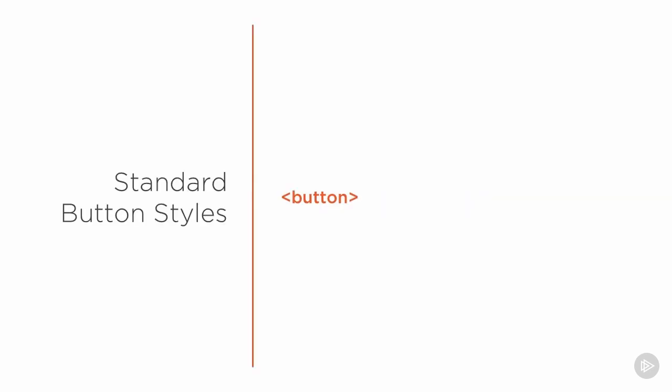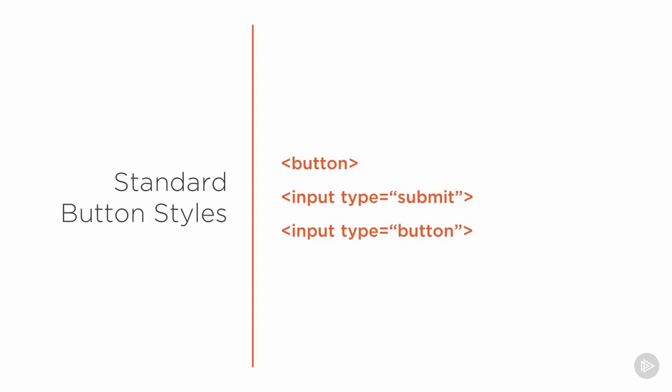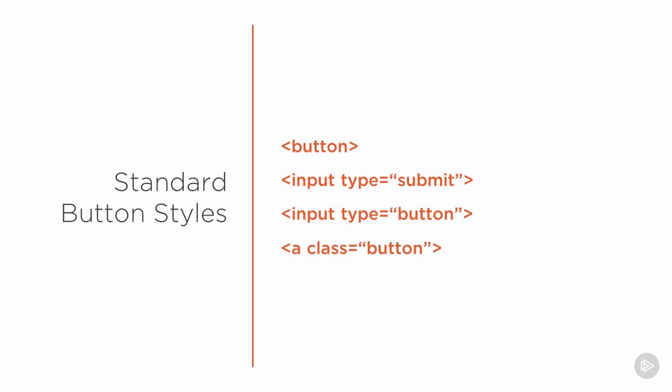Like other elements in Skeleton, button styling is made very simple. There are two styles of buttons that you can use. Now by default, basic styles are applied to common buttons such as the button element, input submit, and input button elements. You can attach the class of button onto links to give you the same appearance.